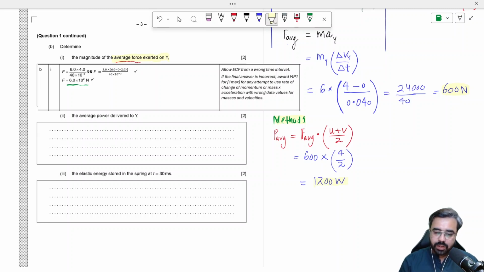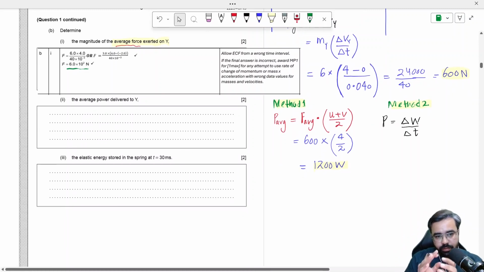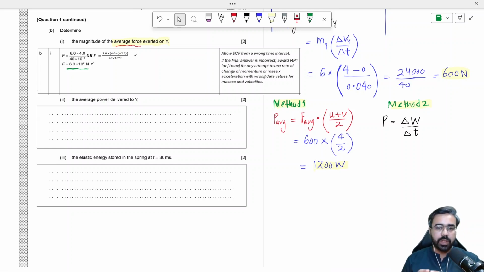Okay, let us discuss the other method, right? The other method talks about how we can also calculate it from the general equation of the power. So what is power? How do we define the power? We say it is the rate at which work is done. Clear? So how much work is done? Work was done because the force was applied on the Y, and the cart Y moved in the direction of force. So it means that was a positive work, right?